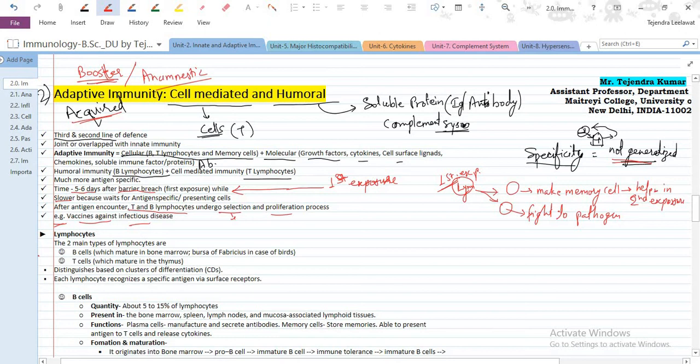Now coming to its main important parts, and these are the lymphocytes, as I told you in the cellular part: B lymphocyte and T lymphocyte. So there are two types of lymphocytes. B lymphocytes mature in the bone marrow, and in case of birds, there is another organ, the bursa of Fabricius, where they go after being made in the bone marrow and get some training about this type of specificity. T cells mature in the thymus, but they originated in the bone marrow.